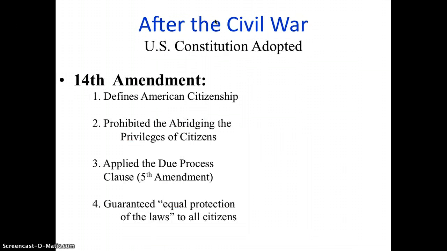Next was the 14th Amendment, now adopted into the Constitution. This defined American citizenship. This prohibited the abridging of privileges of citizens. It applied the due process clause of the Fifth Amendment. As well, it guaranteed equal protection of the laws to all citizens, blacks and whites.